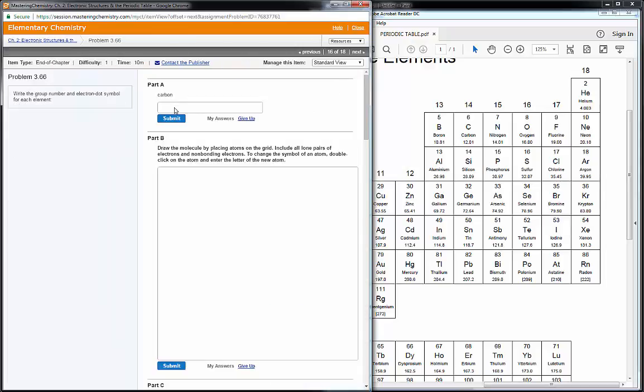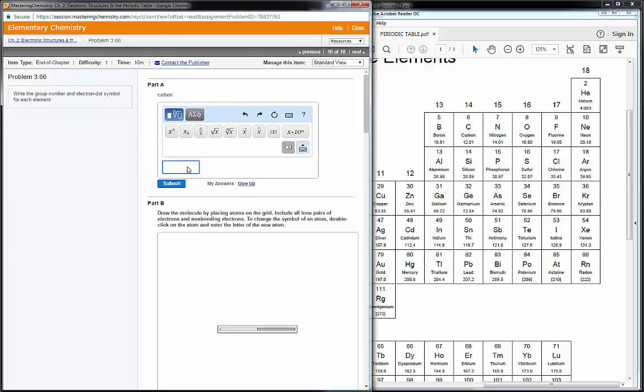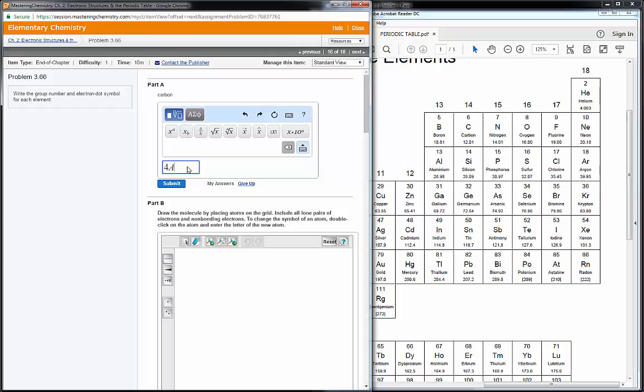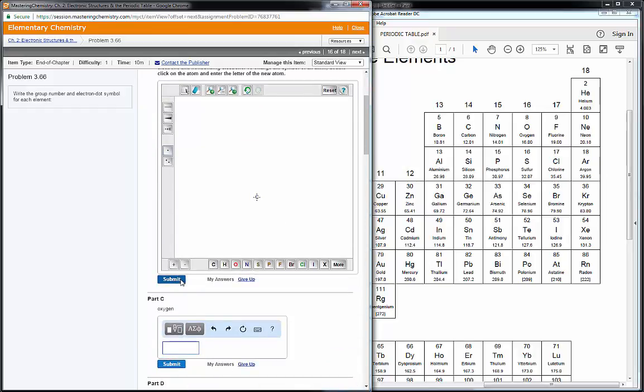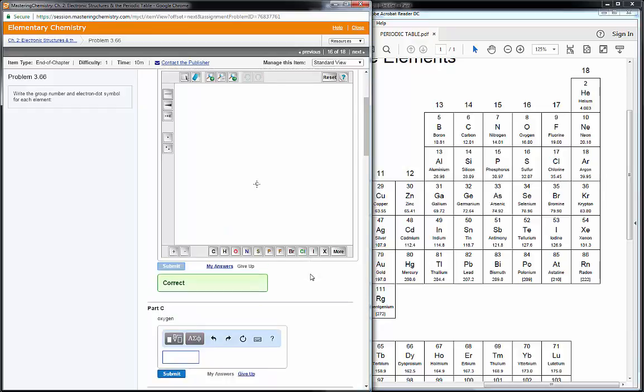I've got carbon. It's in group number, they're calling it 4A. And the electron dot symbol will be carbon. Because it's in group 4, it has 4 dots. And because the first 4 are all single, then it looks just like that, just like element X that I did on the last problem.